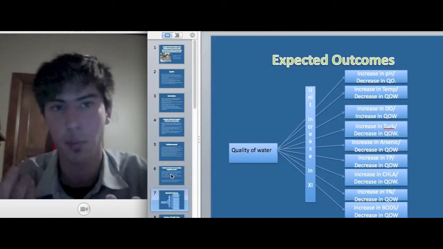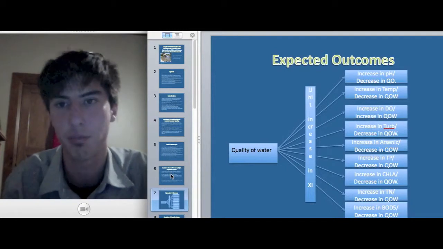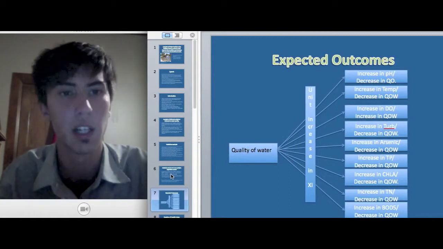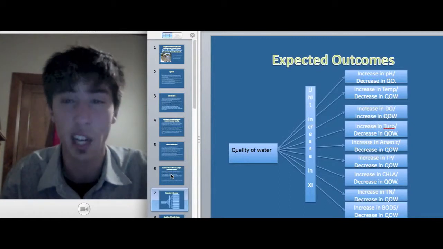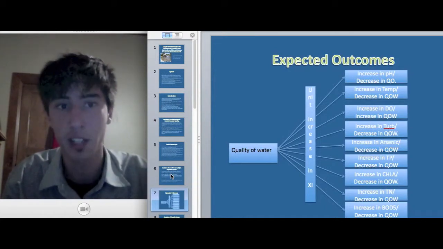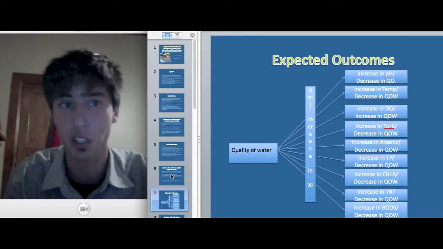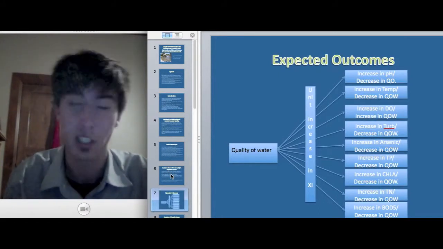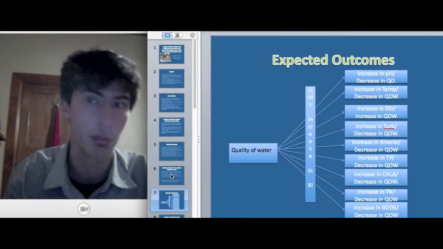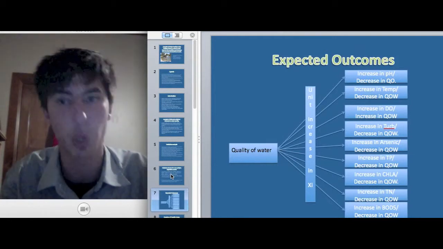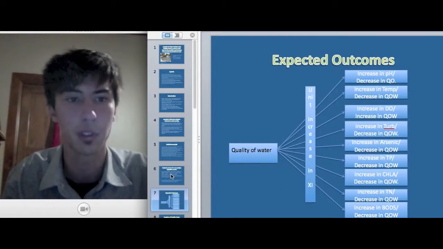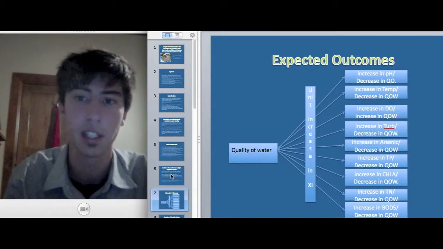So a unit increase: we expect increasing pH, decreasing quality of water; increasing temperature, decreasing quality of water; increasing dissolved oxygen, increase in quality of water, because we know if there's more dissolved oxygen, there's going to be more living organisms in the water. Then increasing arsenic, decreasing quality of water; increasing total phosphorus, decreasing quality of water; increasing chlorophyll A, decreasing quality of water; increasing total nitrogen, decreasing quality of water; and then an increase in biochemical oxygen demand as well will be a decrease in quality of water. So these are the expected outcomes. We put them in this visual diagram that is probably more attractive to the eye, so people can actually understand what we mean by it.